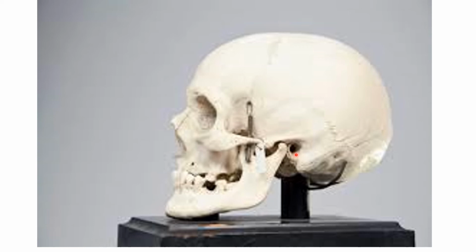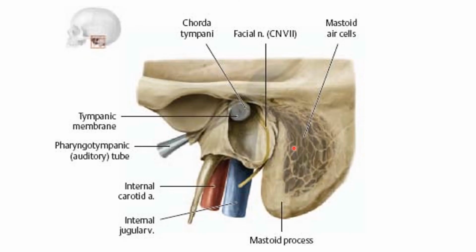Above the bony part, what is there? The floor of the middle cranial fossa. So here is the middle cranial fossa. The floor of the middle cranial fossa will form the superior relation. And postero-superiorly, the mastoid antrum is there. In this picture you can also see the relations. This is the mastoid part. Mastoid air cells are there. So this is the postero-superior relation of this external auditory meatus.